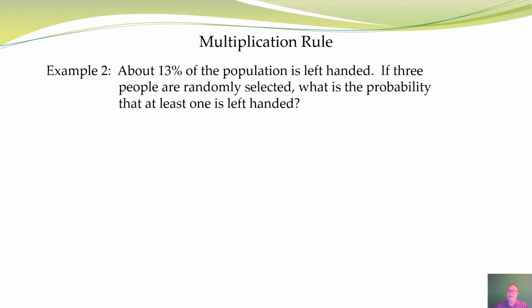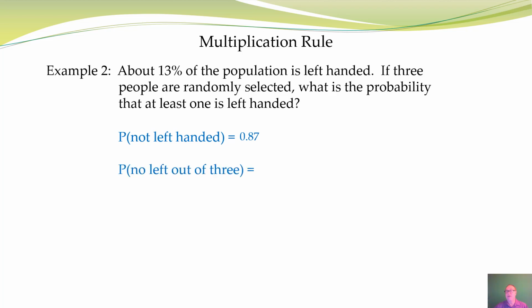Now let's go back to the left-handed people. About 13% of the population is left-handed. If 3 people are randomly selected, what is the probability that at least one is left-handed? So we want to do 1 minus none are left-handed. So first we have to figure out what it means to be not left-handed. If 13% are left-handed, that leaves us with 87% not left-handed. So not left-handed is 0.87.